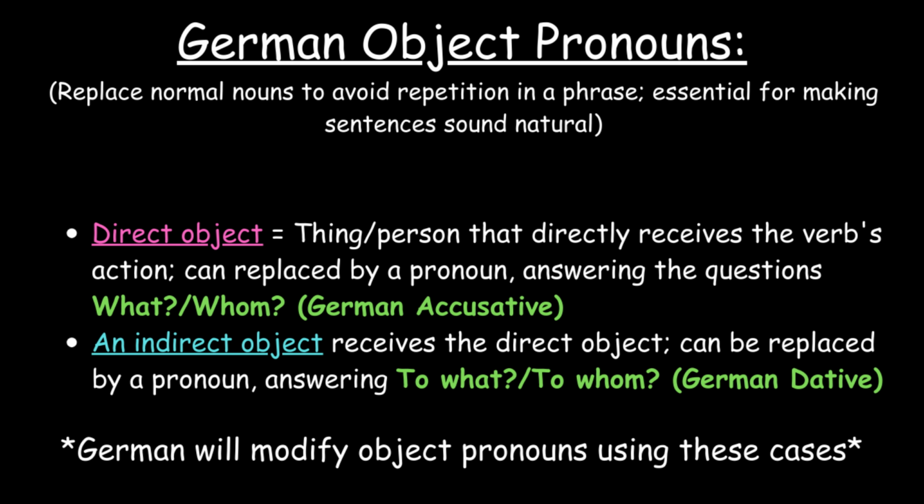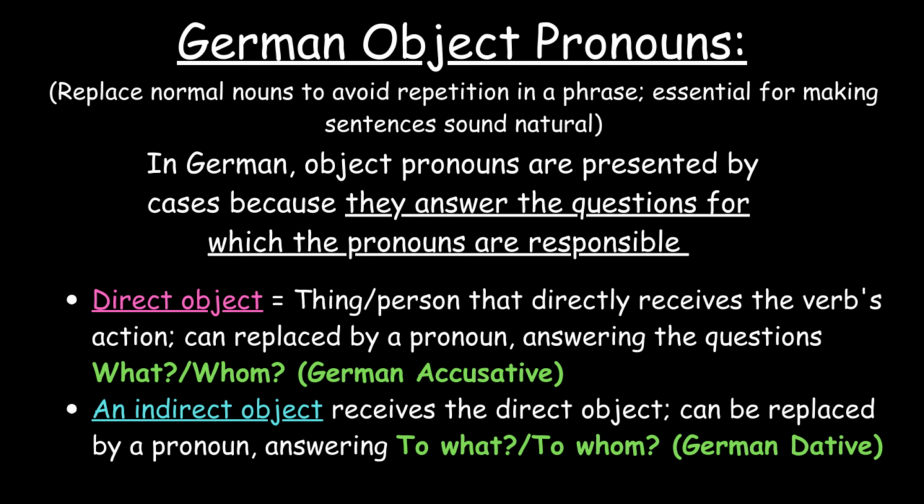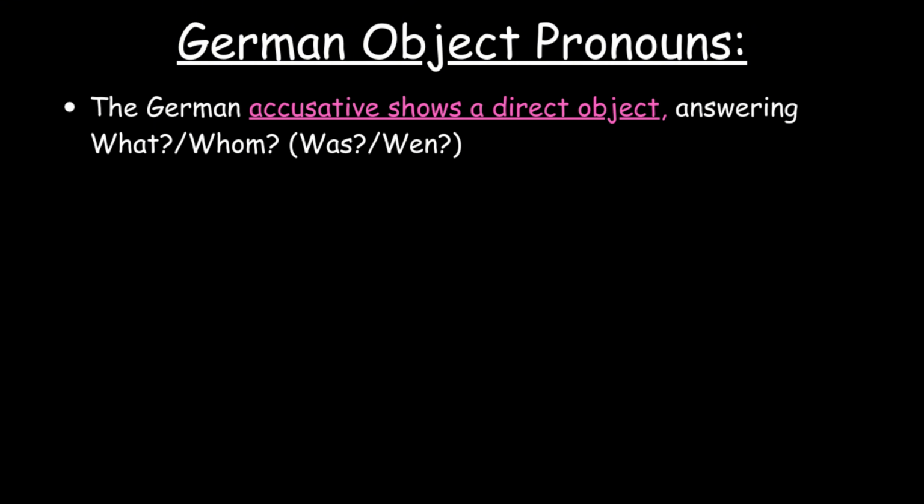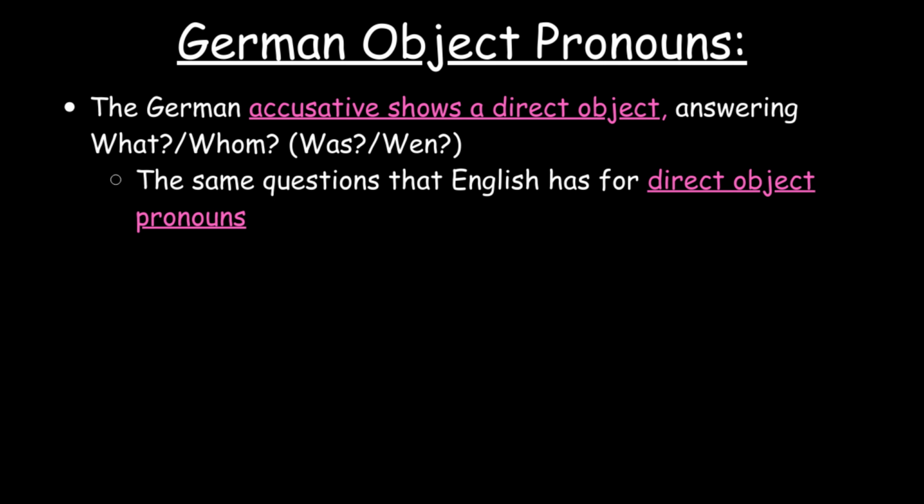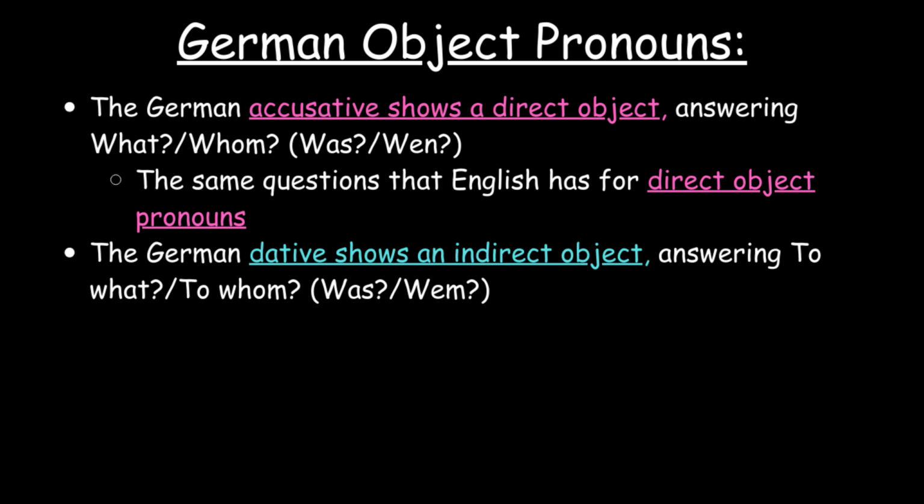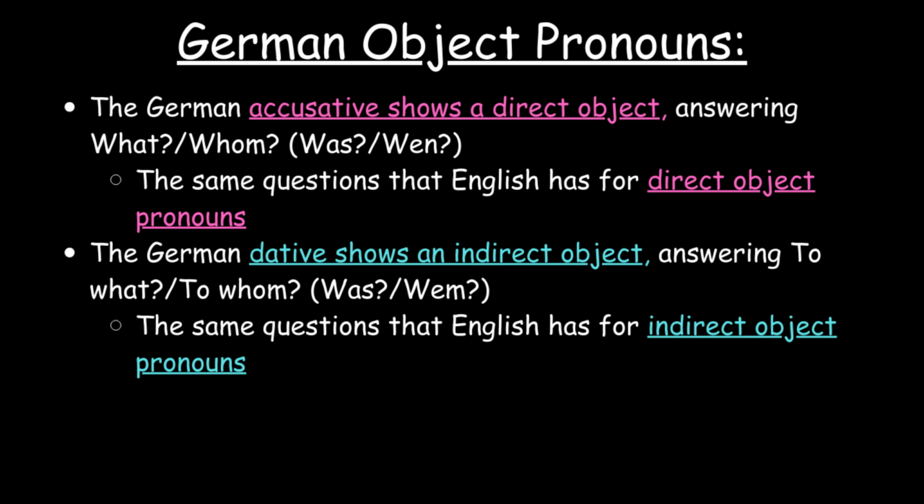In English, this system categorizes pronouns into direct and indirect because the language is fixed and specific. But in German, this idea is presented by the cases because they answer the questions for which the pronouns are responsible. The German accusative shows a direct object, answering what and whom, the same questions that English has for direct object pronouns. The German dative shows an indirect object, answering to what and to whom, the same questions that English has for indirect object pronouns.